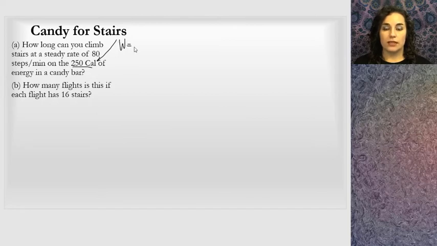So I'm going to say that the work done is 250 calories. How long? What is the time? That's the time, I don't know T. And so I'm looking at this 80 steps per minute. I think if I wasn't sure that the 250 calories was the amount of work that needed to be done, I might have a hard time with that. We're going to say that the power is 80 steps per minute.